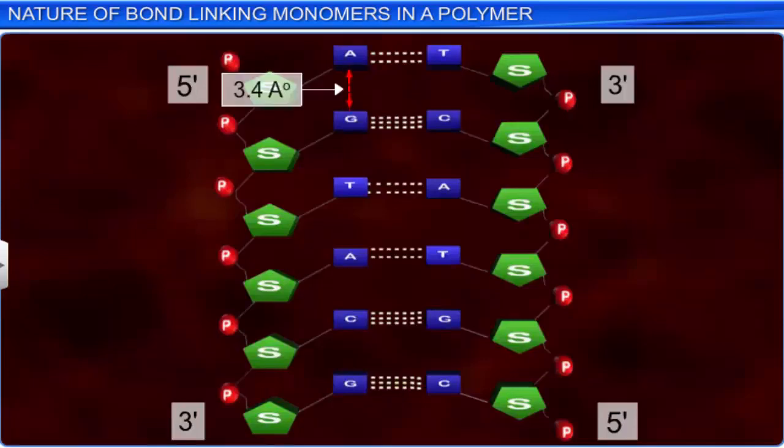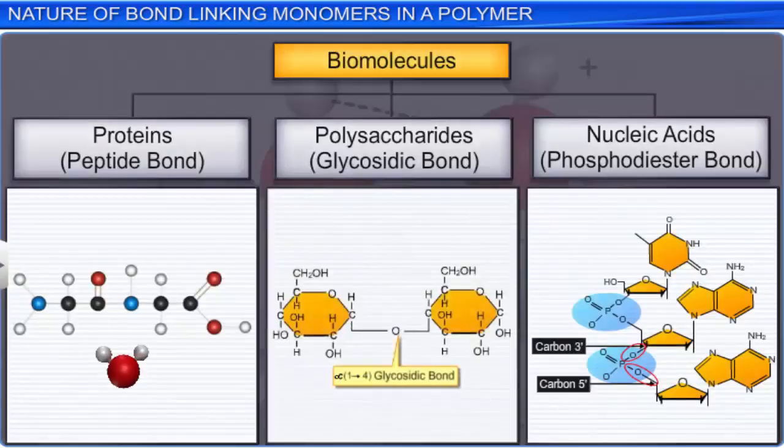The different types of bonds we have studied are crucial as they provide structure and stability to biomolecules and make them functional.